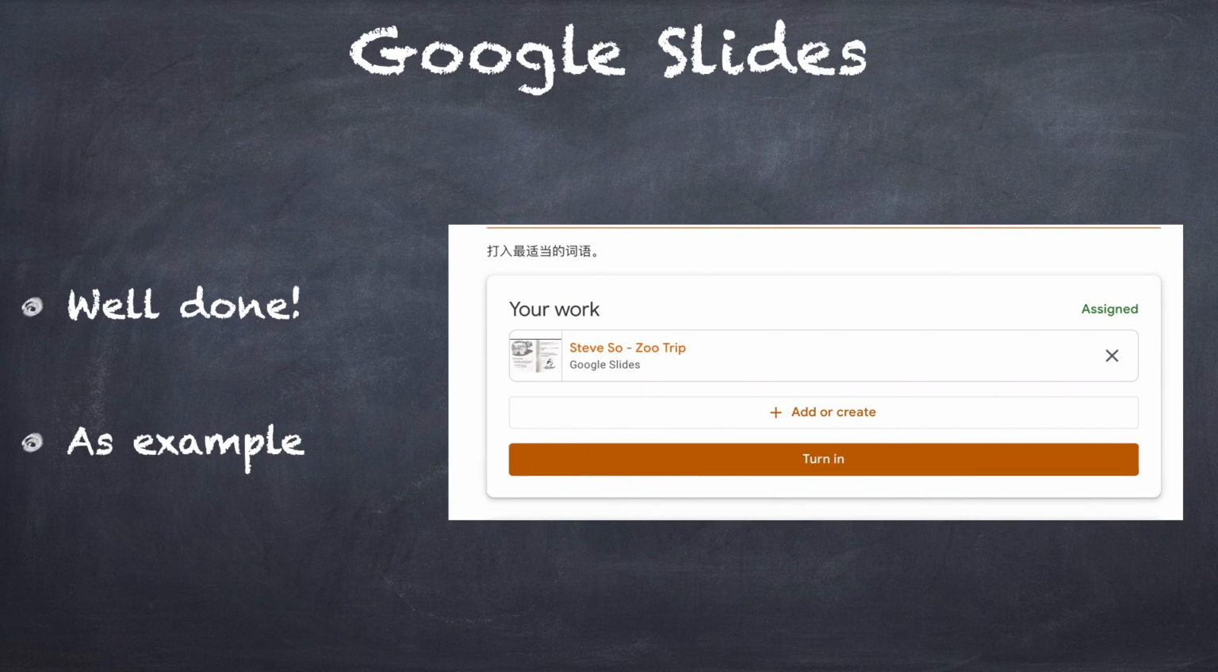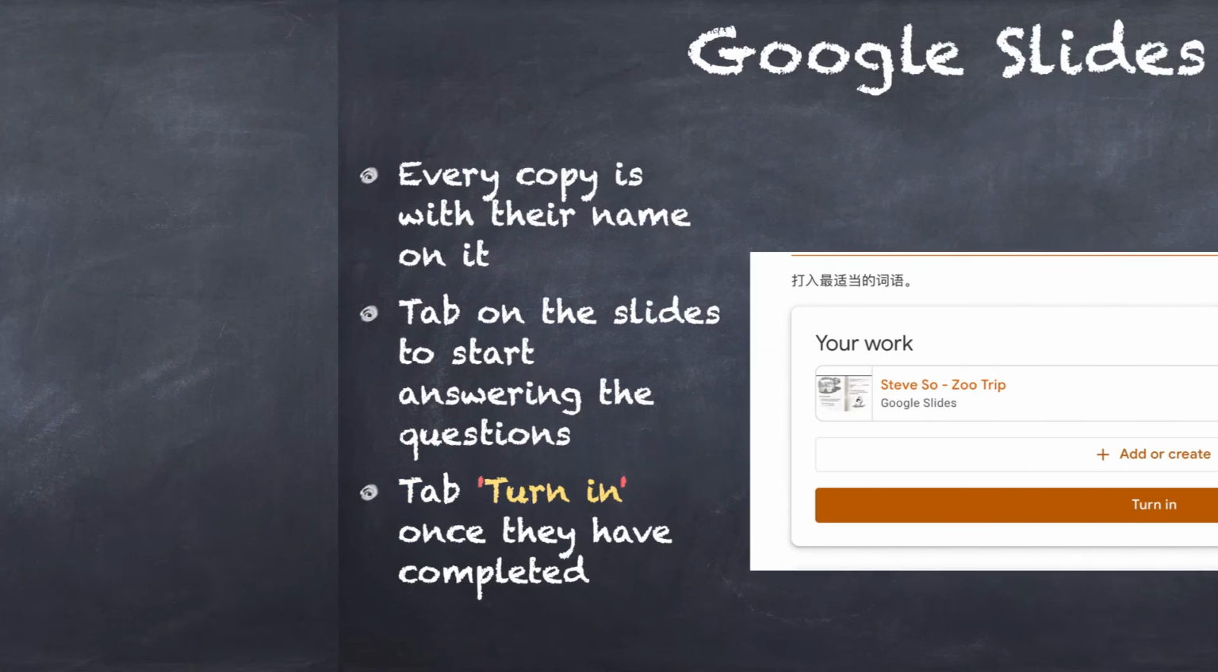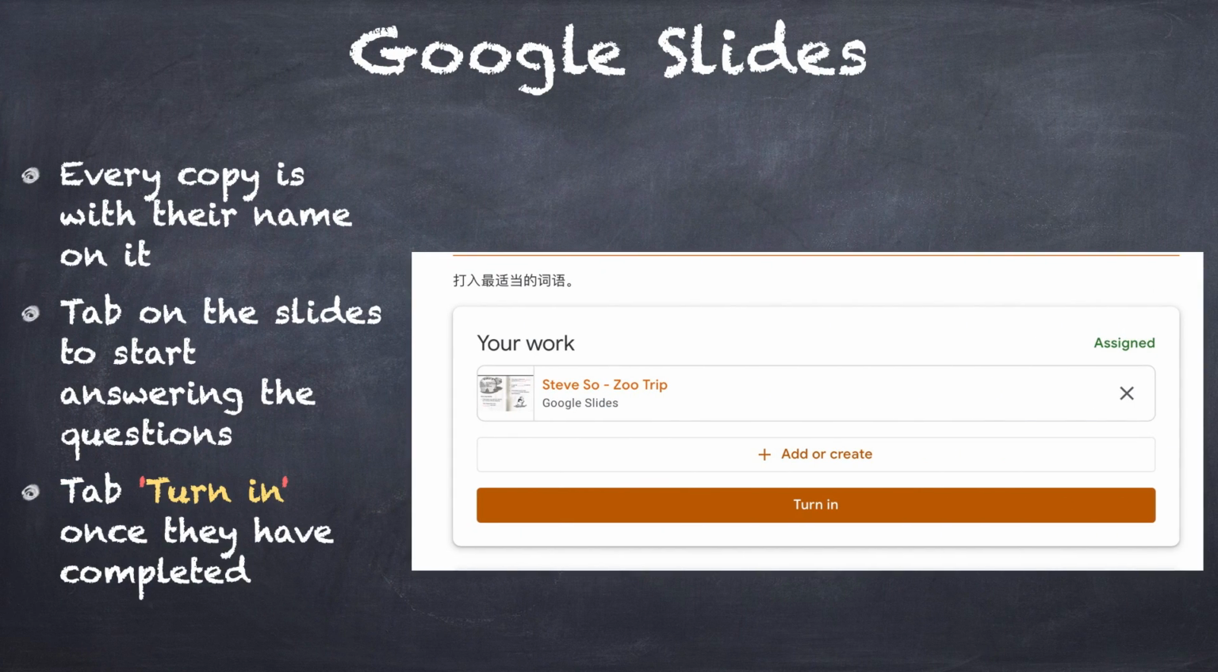Well done! You have successfully passed a hard copy homework to students in soft copy. Your students will see your homework under their classwork as shown above. Every copy is with their name on it. They just need to tap on the slides to start answering the questions. Tap Turn in once they have completed.